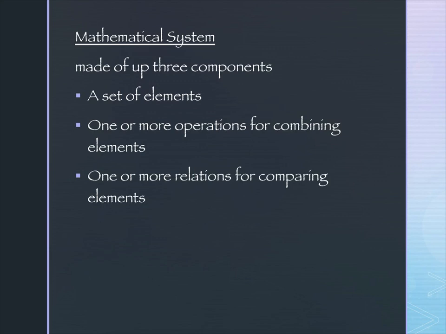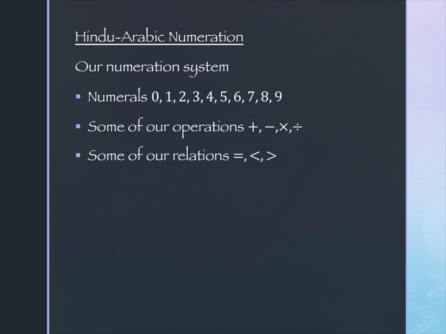Okay, so our system is actually called the Hindu-Arabic numeration system. Did you know that? You might not have, but that is what it's called. It was developed by the Hindu, and then it was perpetuated by the Arabic, and so that's our system that we use. We have the numerals 0 through 9. Those are our numerals. Those are our elements. Some of our operations are addition, subtraction, multiplication, division. There are others, but those are our four basic ones. And some of our relations are equals, less than, greater than. And again, there are more of those as well: less than or equal to, not equal to, things like that.